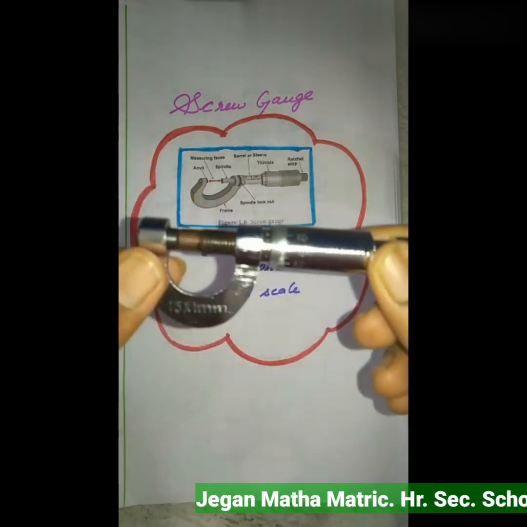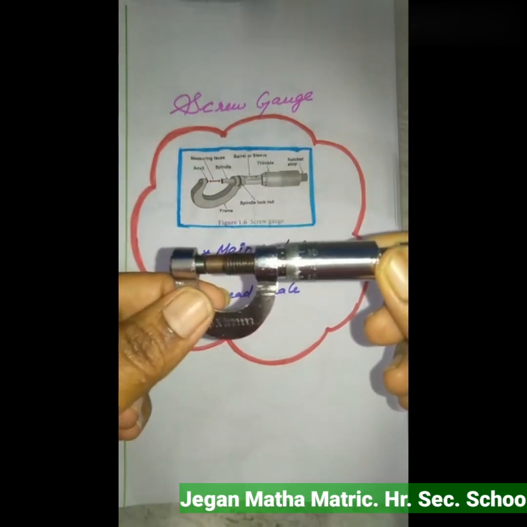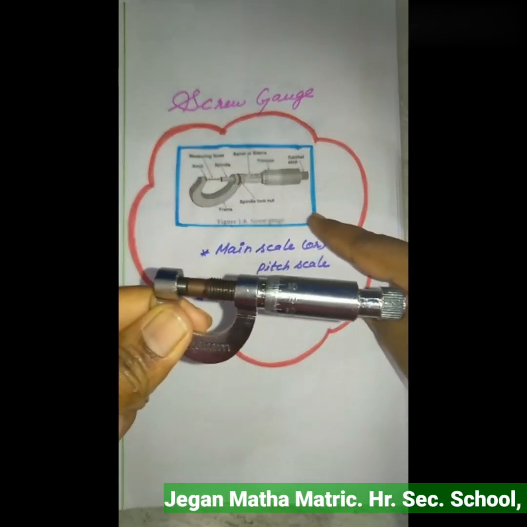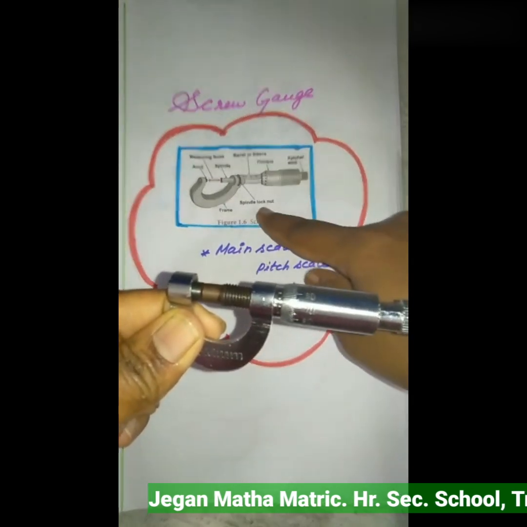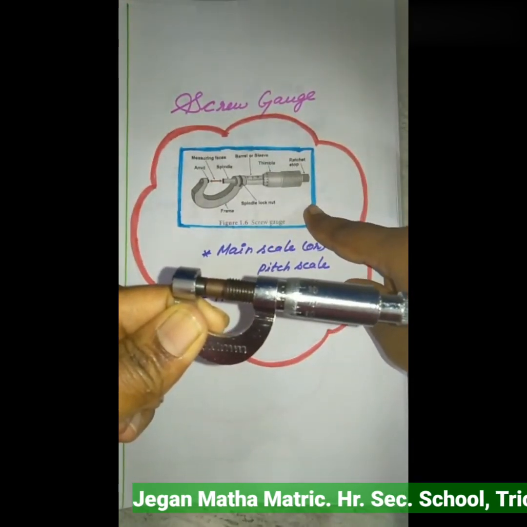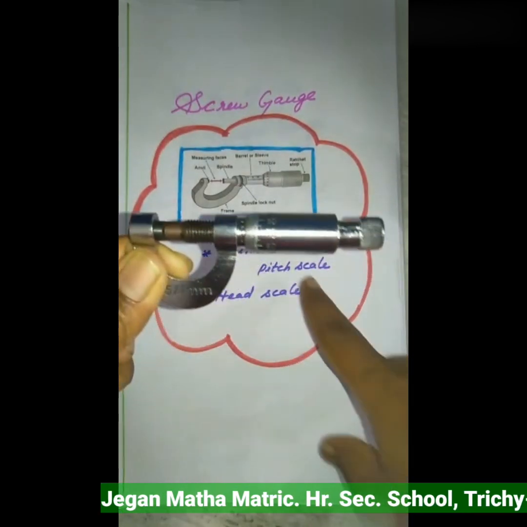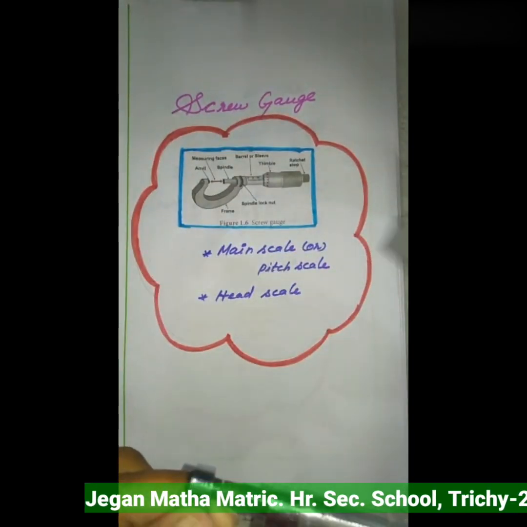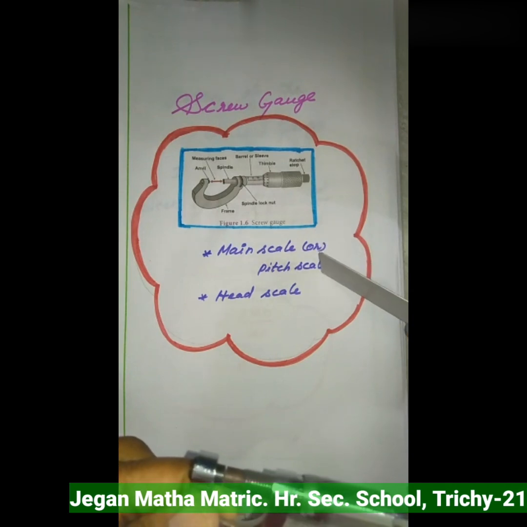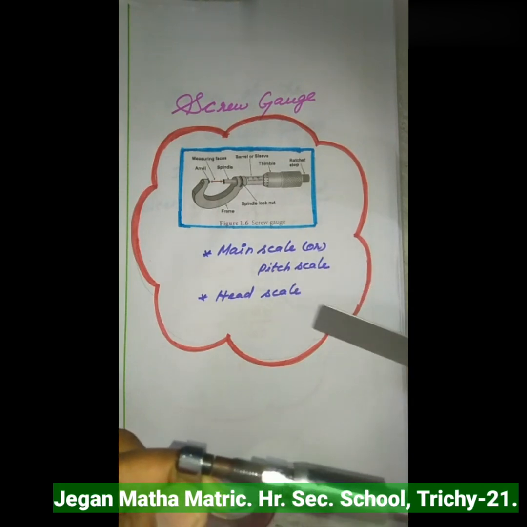This is a screw gauge. You see the parts of the screw gauge. In this screw gauge they have two scales. One is the main scale or pitch scale, and another one is the head scale.